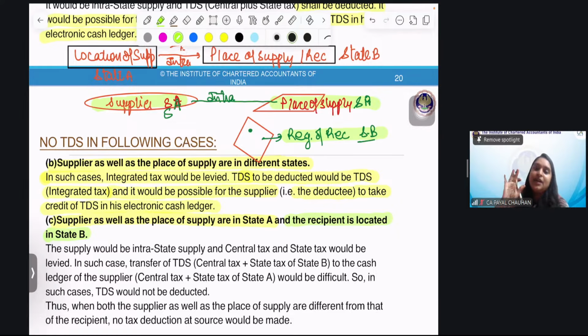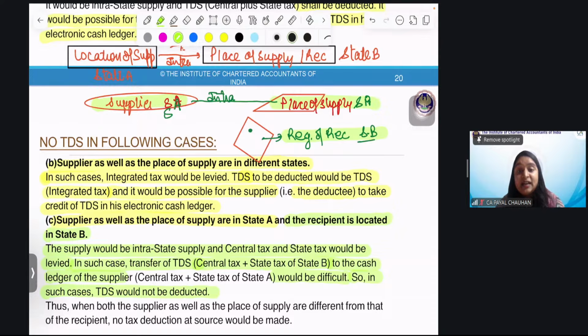That's why we don't apply TDS provision in such a situation, right? Now, see, the supply would be intrastate supply and the central tax and the state tax would be levied. But of course, in such a case, transfer of TDS, that is central tax and state tax of state B, to the cash ledger of the supplier would be difficult. This is what we are talking about. So in such a case, TDS would not be deducted.